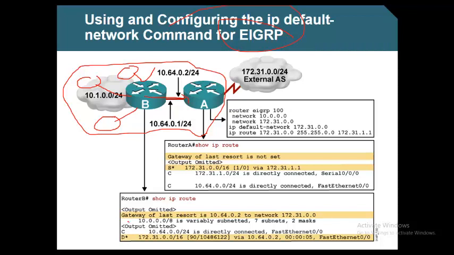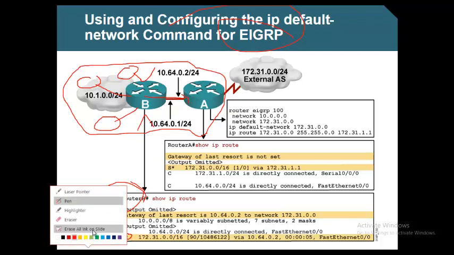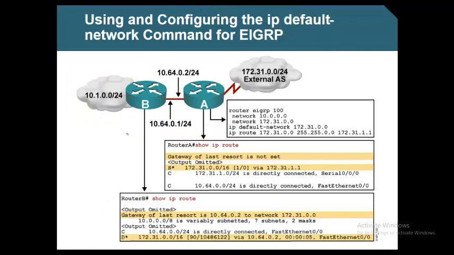See, this is the output of router B, but it has got a star on it. What is star? Default. What does that mean? It means that if for any packet we don't know the destination in the routing table, it needs to simply forward it to this network. Who is that network? That's the external network.